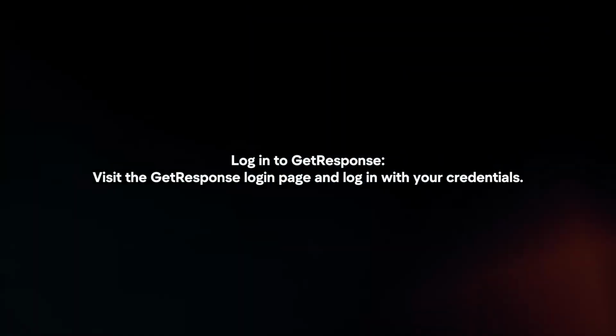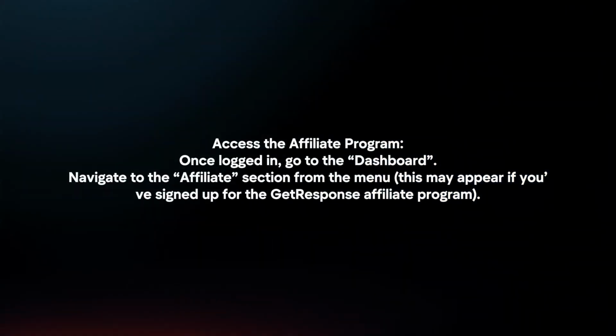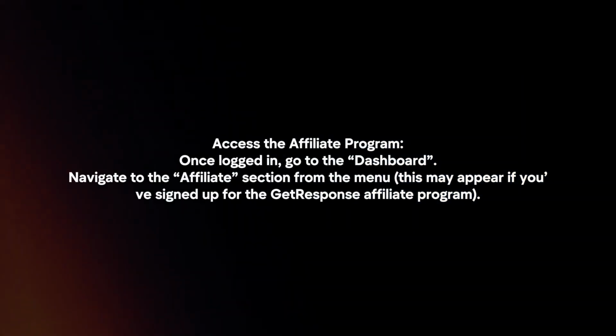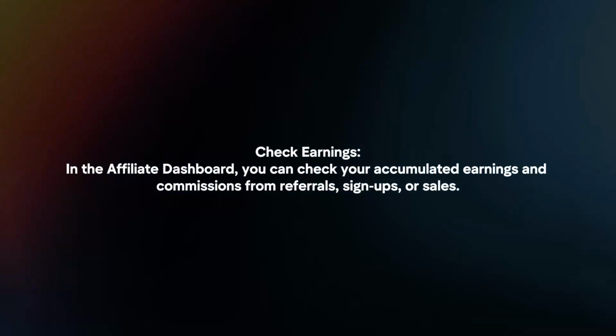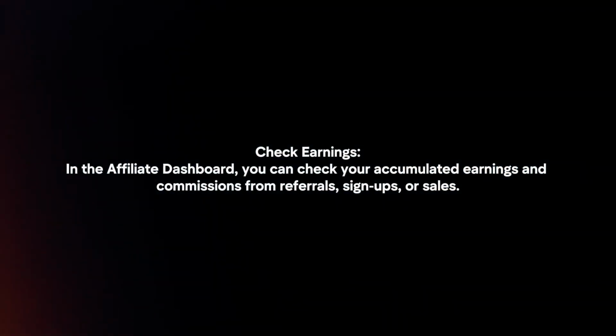Log into GetResponse. Visit the GetResponse login page and log in with your credentials. Access the affiliate program. Once logged in, go to the dashboard. Navigate to the affiliate section from the menu. Check earnings. In the affiliate dashboard, you can check your accumulated earnings and commissions from referrals, signups, or sales.